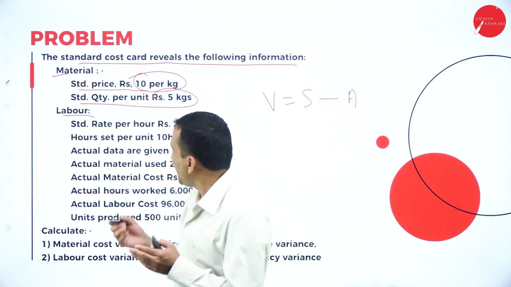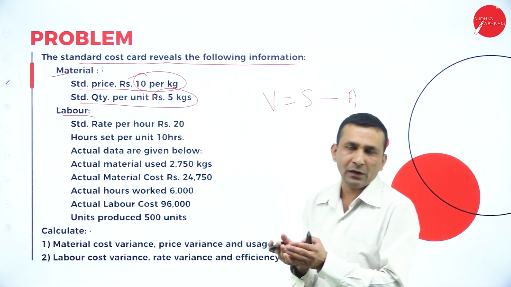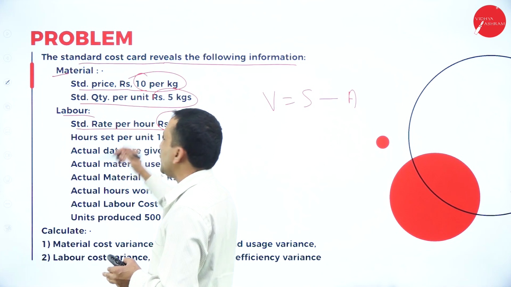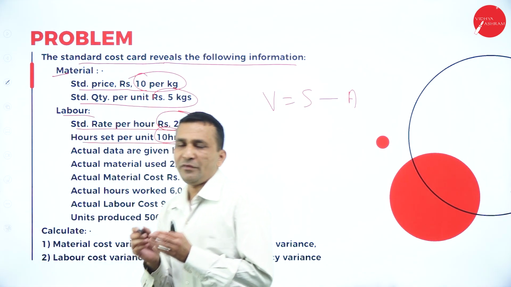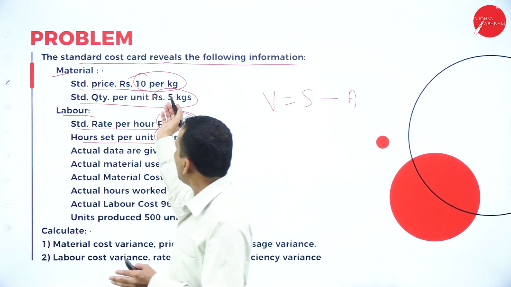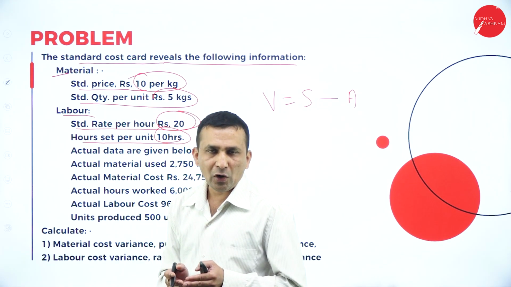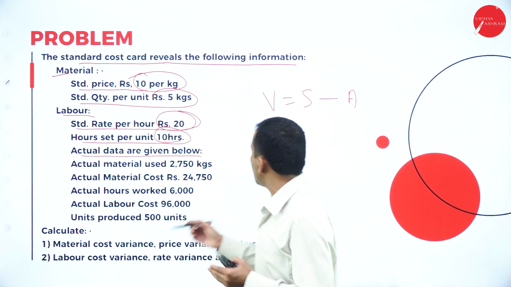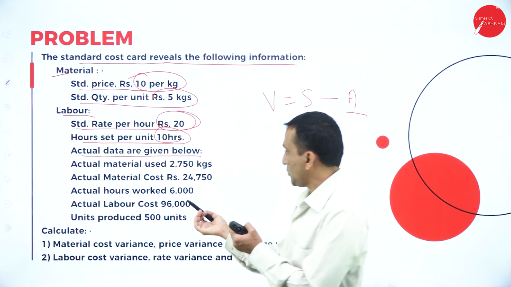Okay, obviously here under variance we are calculating material related and labor related. So under labor cost, the standard rate per hour is given, 20 rupees, and hours per unit is 10 hours. So we need to take the total of how many hours the labors are working. Even for the material, whatever the quantity is given, we need to multiply by how many products we are producing. So actual data are given below.